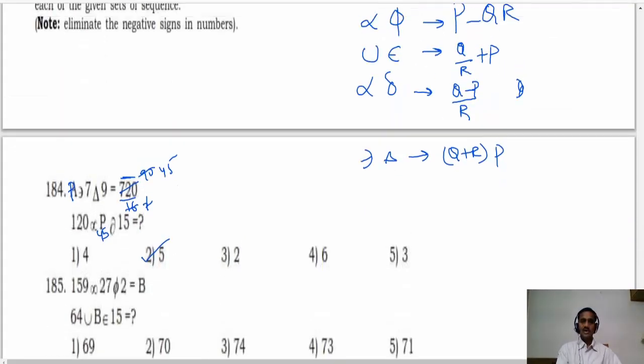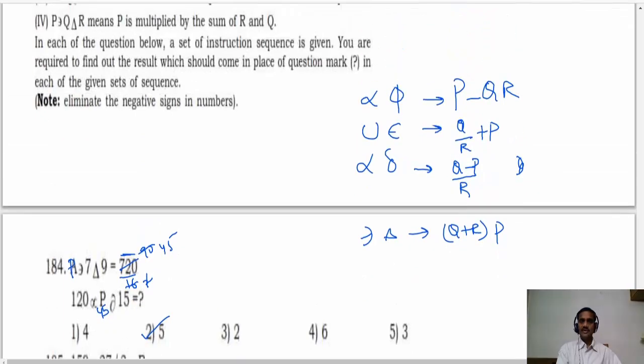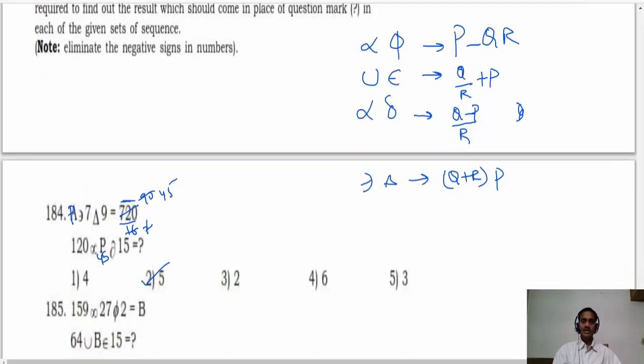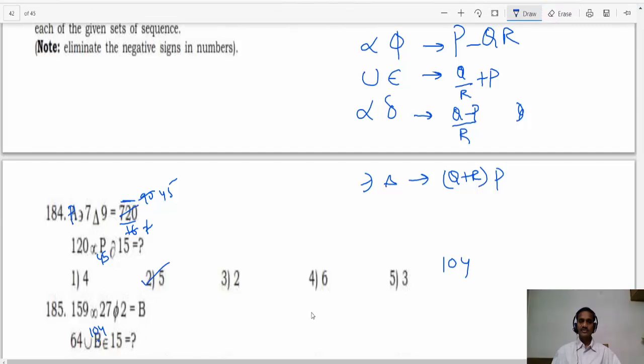185 చూడండి. Alpha and pi ఇచ్చాం. Alpha and pi into first rule, P minus QR, and 27 into 2 is 54. 159 minus 54 is 105. 105 is the value of B. B value 104. Then 64 U and this one comes under this category. Q divided by R, 104 divided by 15. Q divided by R 15.